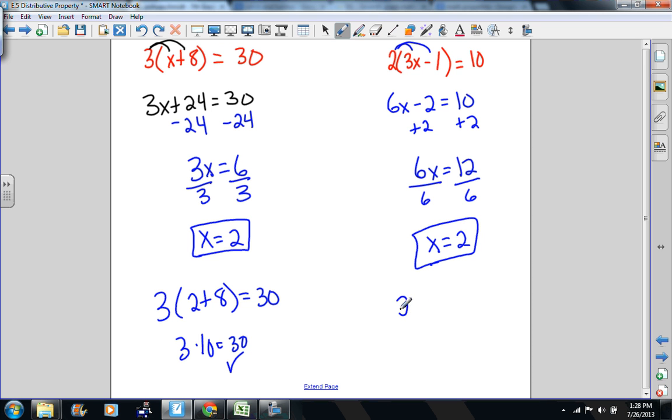We check our answer the same way. 2 times 3 times 2 minus 1 equals 10. 3 times 2, well, that's just 6. 6 minus 1 is 5. And that is true. All right, this one will be a worksheet on the website, so not an IXL this time.